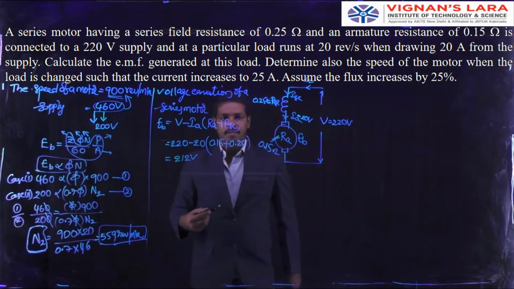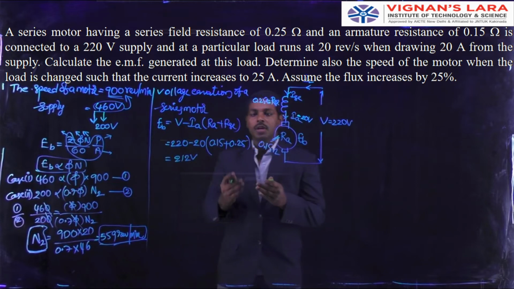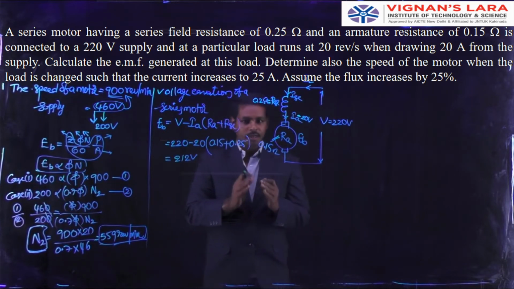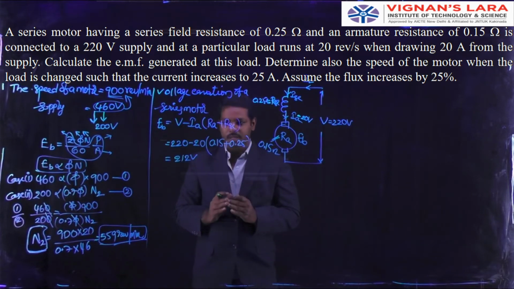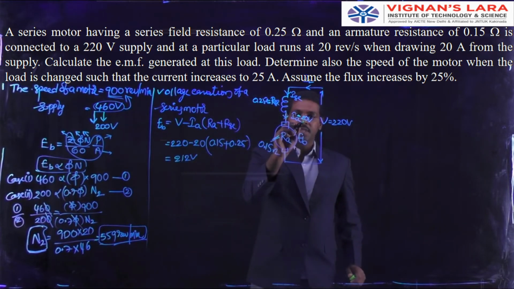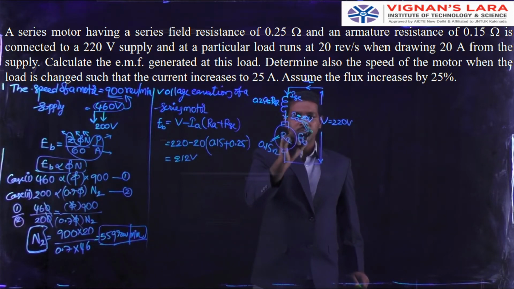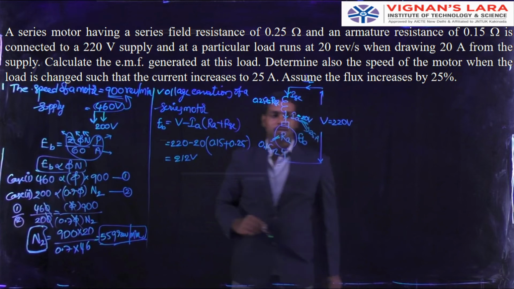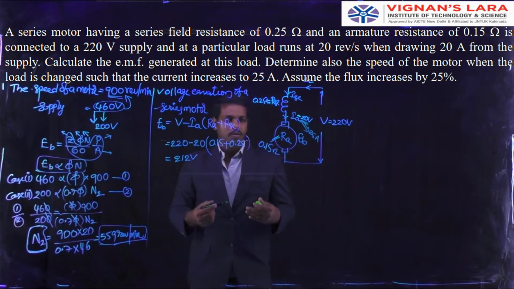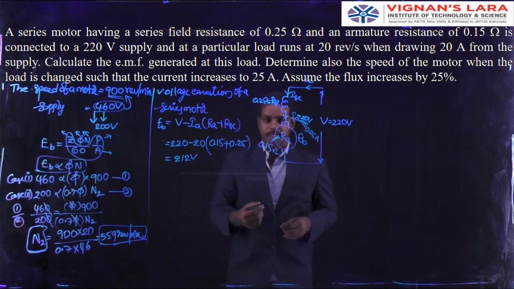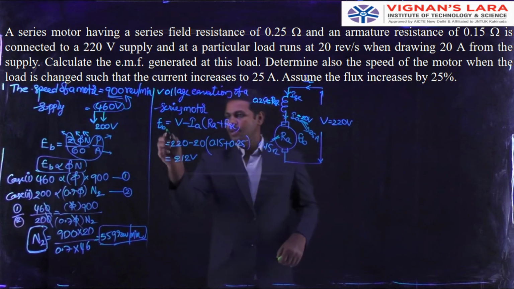The second one is to determine the speed of the motor when the load is changed, and the current is increased to 25 amperes. Previously the armature current was 20 amperes, which is changed to 25 amperes, and the flux is also increased by 25%. So this is the first case.